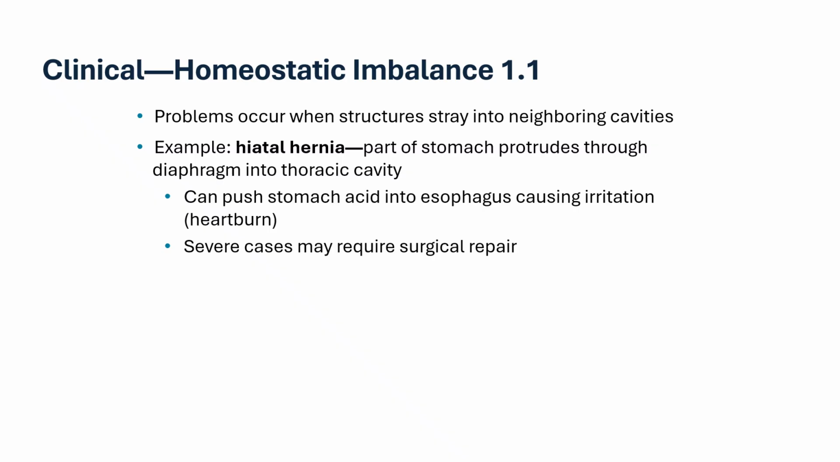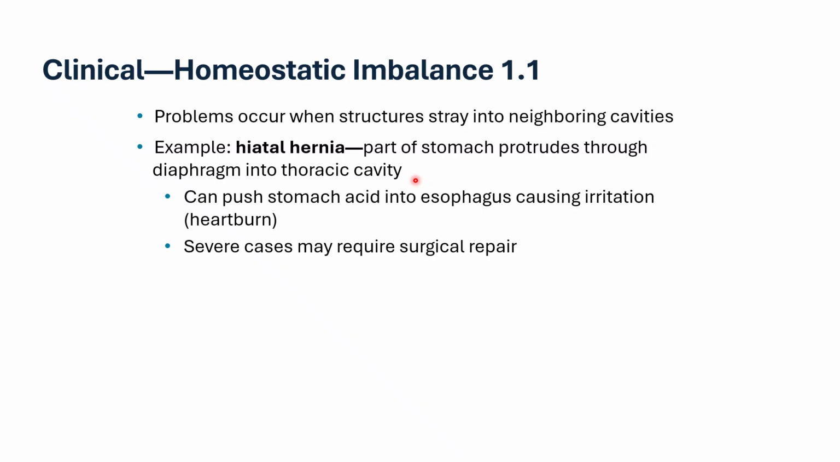All right. Okay, so when we have some problems, we have homeostatic imbalance. So problems can occur when structures stray into neighboring cavities. Examples, a hiatal hernia. This is where part of the stomach protrudes through the diaphragm into the thoracic cavity. So if you've ever seen someone, a lot of times when they flex their abdominal muscles, usually I see this a lot when a patient is trying to turn over on the chiropractic table. So they're kind of raising up. That puts pressure into the abdominal area, and you'll see like this lump come up out of their stomach.